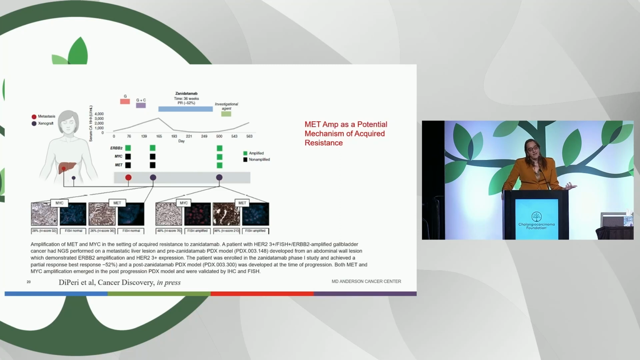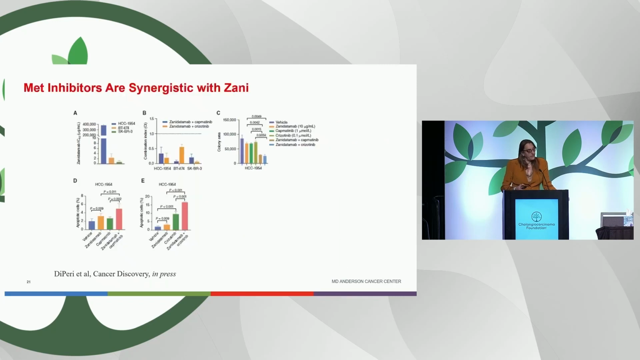And we went back and saw that indeed MET was amplified post-progression. MET was not amplified before the patient started treatment. And MET was not expressed before the patient started treatment, but it was overexpressed at progression. Then when we went back and started looking at cell lines, we saw that MET amplified or overexpressing cell lines were not sensitive to zani, even if they were HER2 positive, while those that didn't have that were very sensitive.